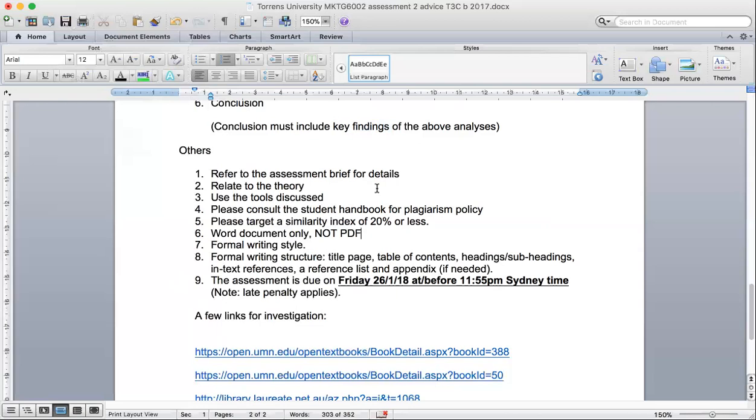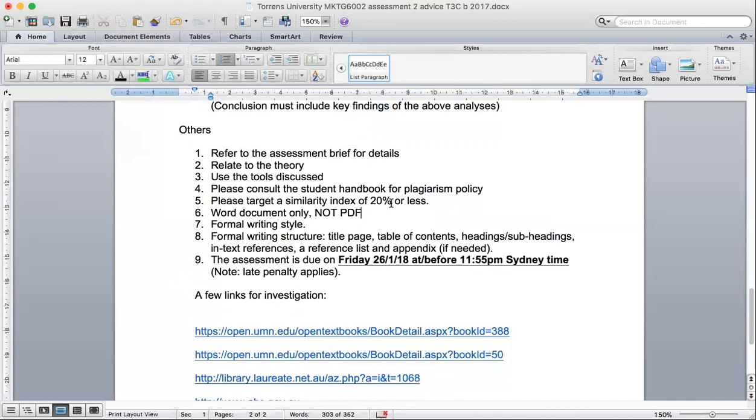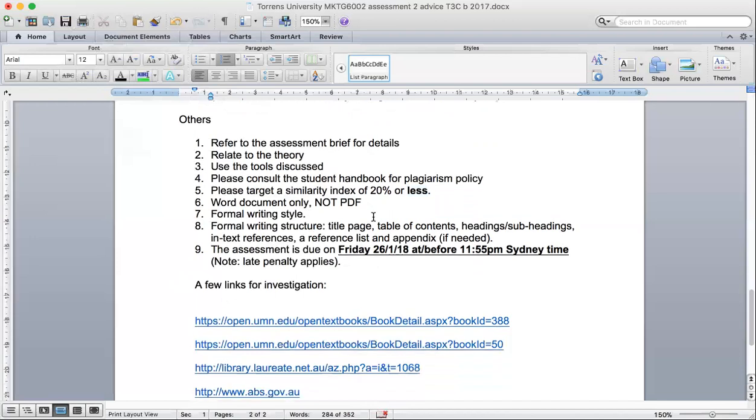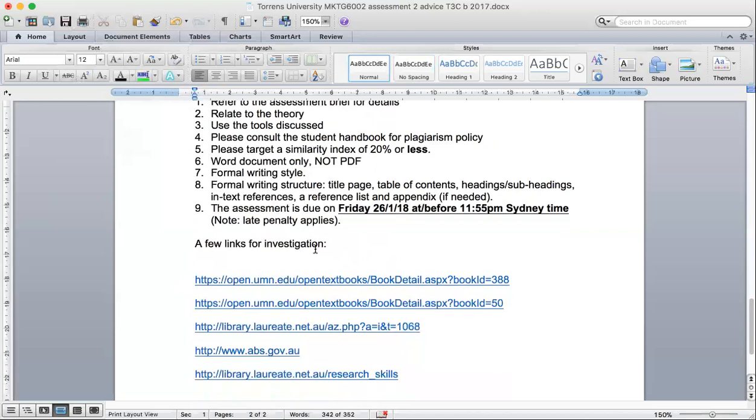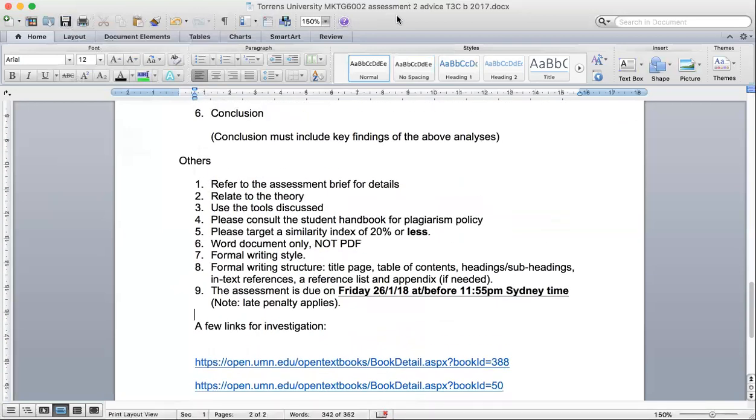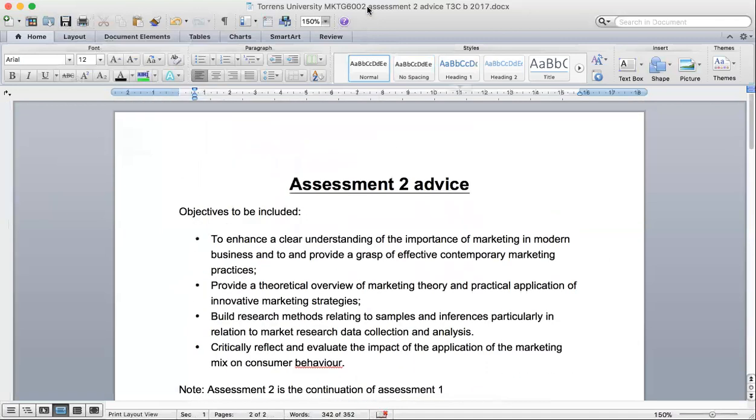Okay? And the other thing is look at the student handbook for the plagiarism policy. And again, in terms of similarity index, please target a similarity index of 20% or less. Okay, preferably less. Okay, I have to bold that. Formal writing style, formal writing structure. Okay, and this assessment is due on Friday, 26th of January 2018. And again, the same links that I have put up here. Okay, right. So that's basically our 2 assessments, and good luck.